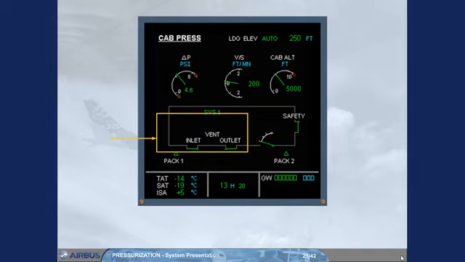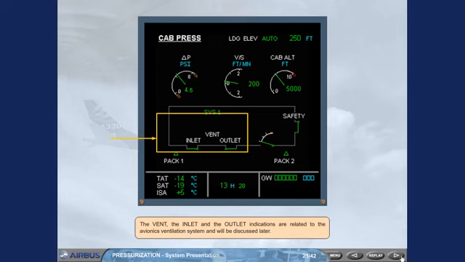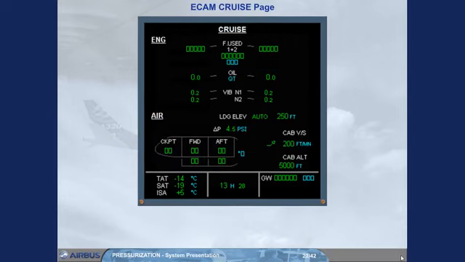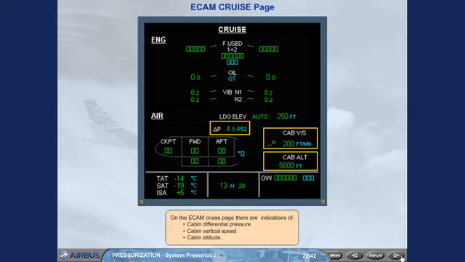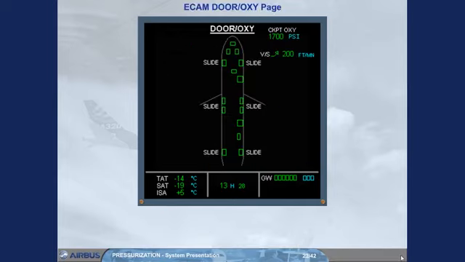The vent, the inlet, and the outlet indications are related to the avionics ventilation system and will be discussed later. On the ECAM cruise page, there are indications of cabin differential pressure, cabin vertical speed, cabin altitude. There is also an indication of cabin vertical speed on the ECAM door page. Note that this indication is only displayed when the aircraft is airborne.